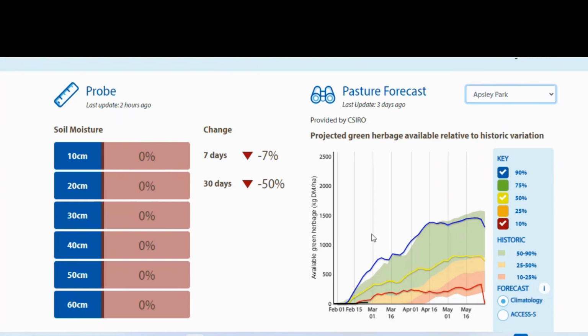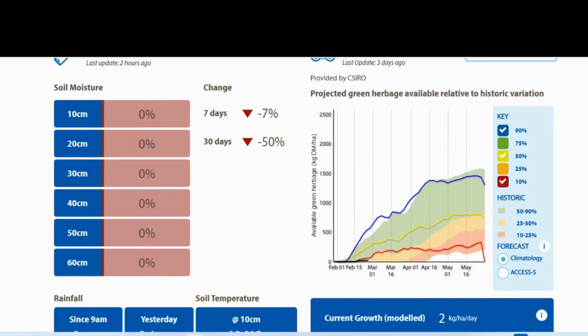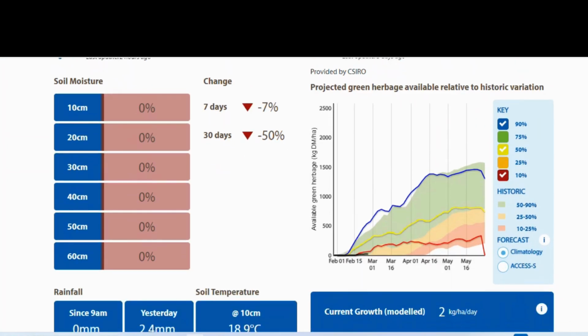Left-hand side is the probe. Right-hand side is the pasture forecast. If you're looking at this on a mobile phone, they're one above the other, but it's always exactly the same information.